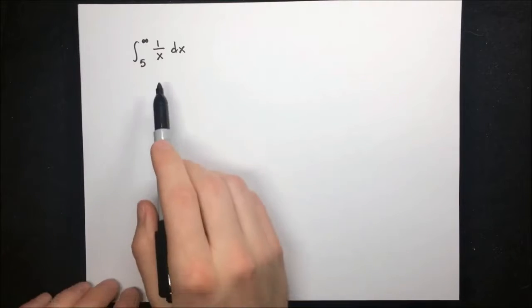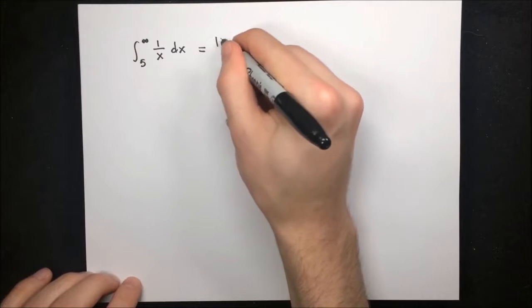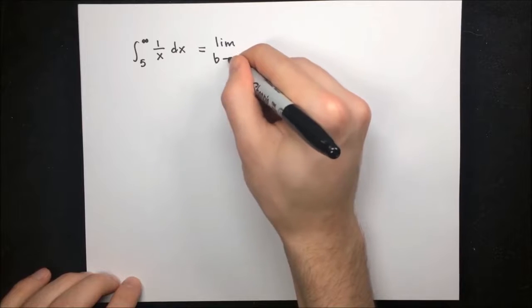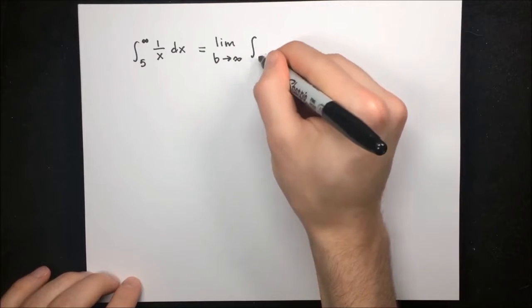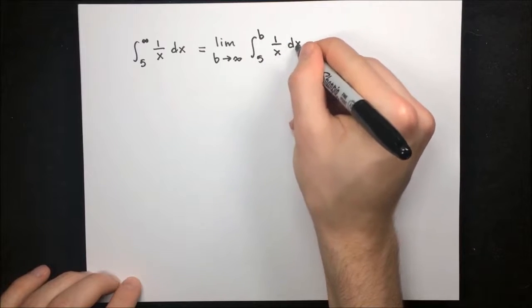Now, although we've worked two examples where the improper integrals both converged to a finite number, this isn't always the case. Let's illustrate with another improper integral, the integral from 5 to infinity of 1 over x dx. At this point, we're pretty familiar with the process used to evaluate these integrals. This is just the limit of the integral where the upper bound tends to infinity. So limit as b goes to infinity of the integral from 5 to b of 1 over x dx.